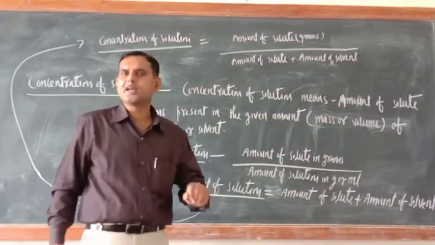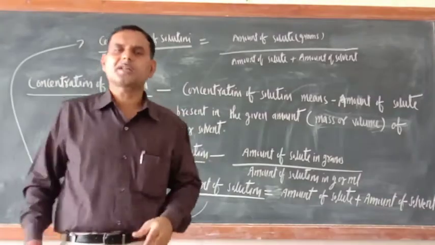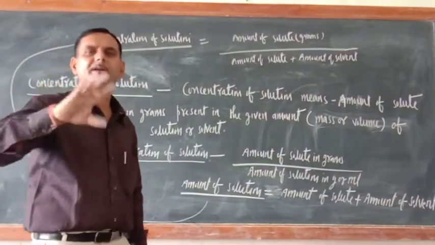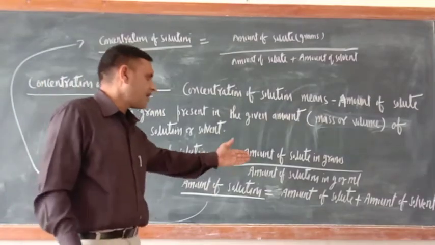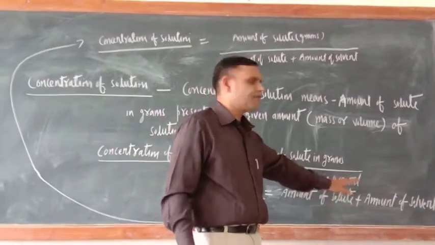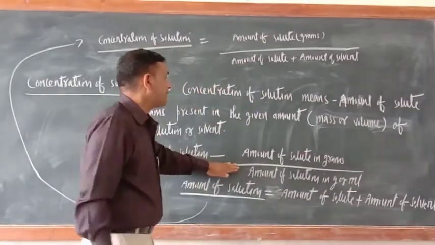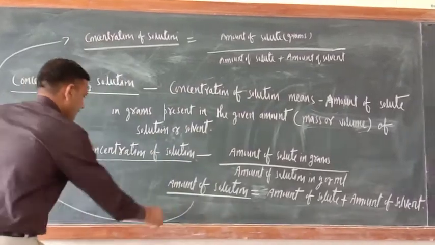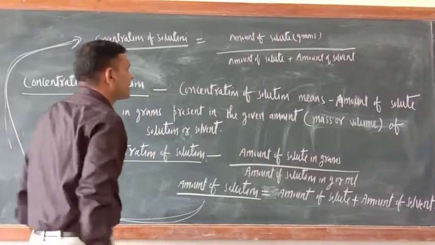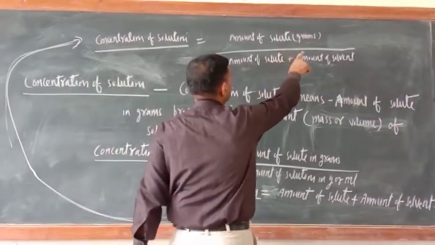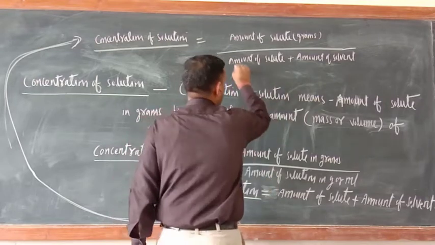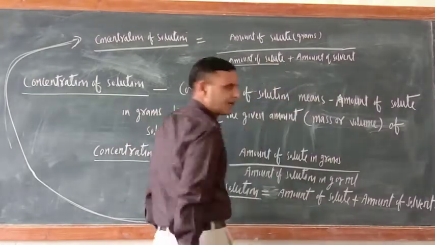Now try to understand, in solution two components are there. When is solution formed? Solution is formed when solute and solvent both are there. So in place of amount of solution, what we can write? Amount of solution equal to amount of solute plus amount of solvent. So the same formula can be modified in this way. I am writing this side. In this way, concentration of solution equal to amount of solute in grams divided by, in place of solution you can write amount of solute plus amount of solvent.